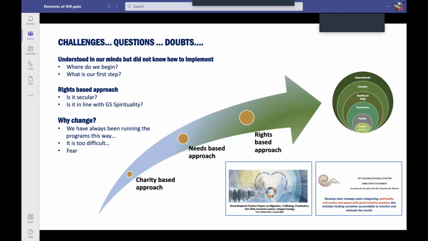Is it something from the UN? Is it in line with Good Shepherd spirituality? Is it part of the church documents? And why do we need to change? It's already difficult as it is running our programs. And there's a lot of fear in this change.